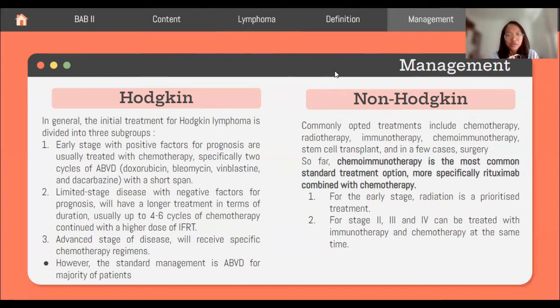Usually for the early stage, radiation is a prioritized treatment. For stage 2, 3, and 4, it can be treated with immunotherapy and chemotherapy at the same time. Alternatively, targeted therapy and in several cases, radiation therapy may also be opted for later stages of non-Hodgkin lymphoma.